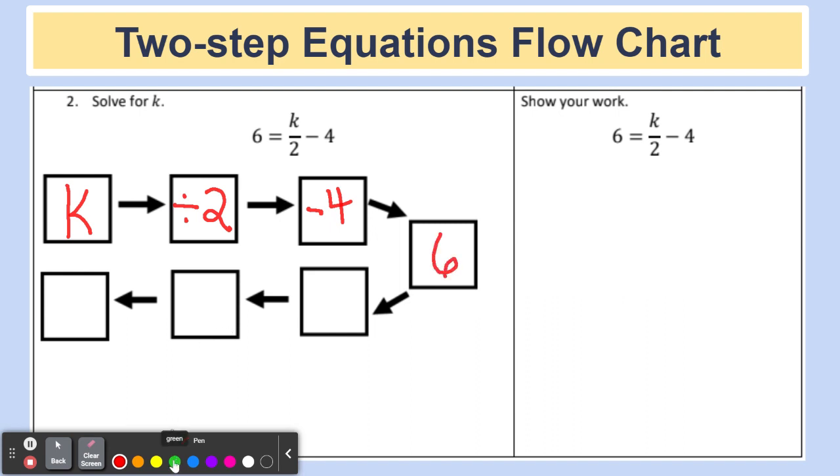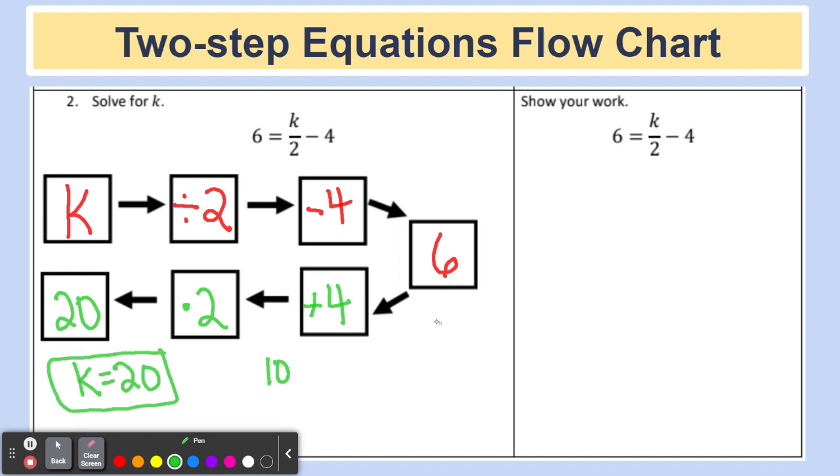So now we need to undo that. We're going to do the opposites here. So what's the opposite of subtracting 4? Adding 4. And what's the opposite of dividing by 2? Multiplying by 2. So now we're going to take the number 6, we're going to add 4, which gives us 10, and then 10 times 2 equals 20. So the solution here is that k equals 20.